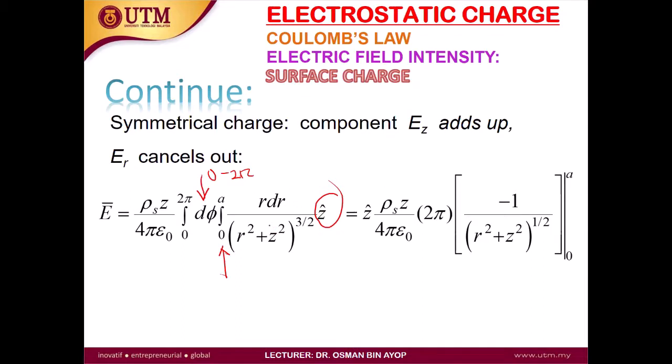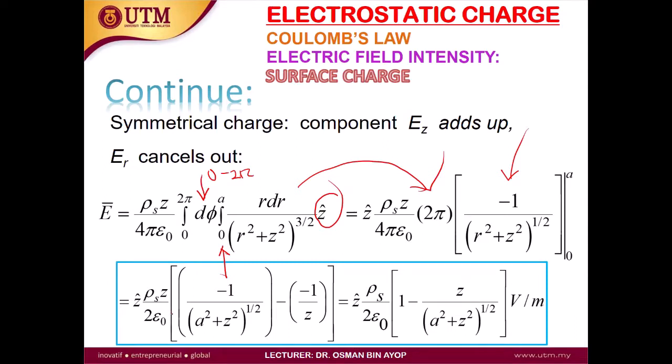So this form, r divided by r square plus z square power of 3 over 2 dr, is equal to this form. We have rho sz divided by 4 pi epsilon naught. We have 2 pi, the integration of d phi, and then here you get this form, and the r is from 0 to a, so you have to fill in r equal to a and 0, and then this is what you will get.